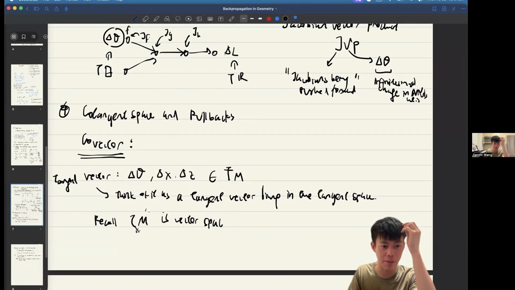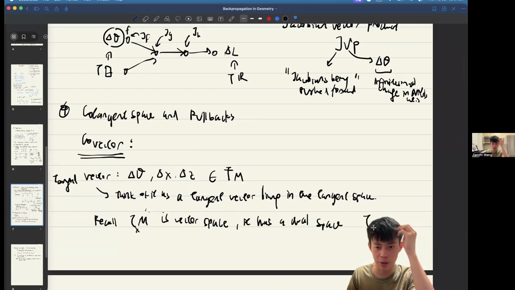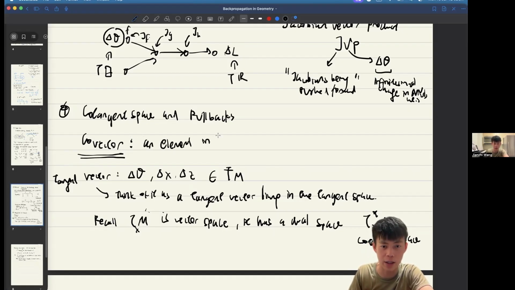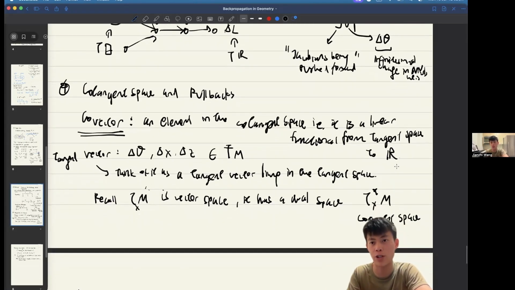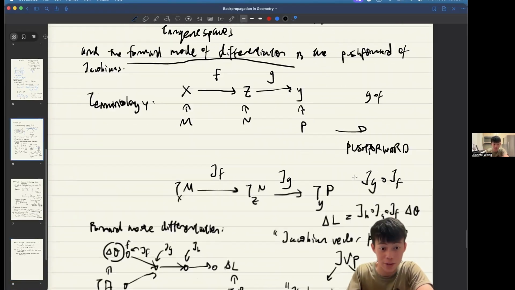The tangent space to M at X is a vector space. So it has a dual space. And that dual space is denoted as Tx star, right? Similar to how we denote dual spaces in linear algebra. This is the dual space, or the cotangent space, of TxM. A covector is an element in the cotangent space. In other words, it is a linear functional from the tangent space to, let's say, the field, which for our purposes is the real numbers.